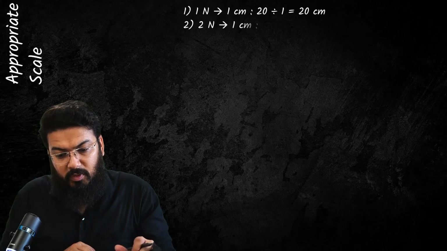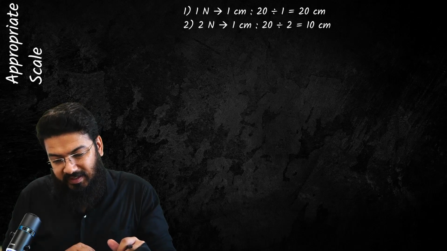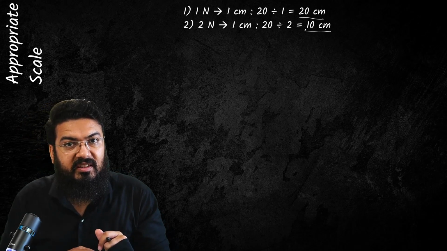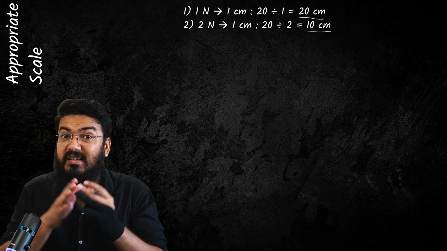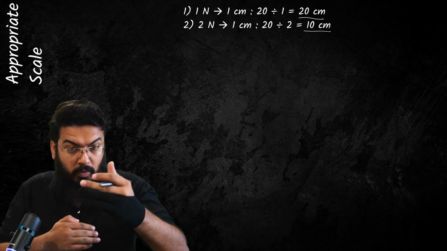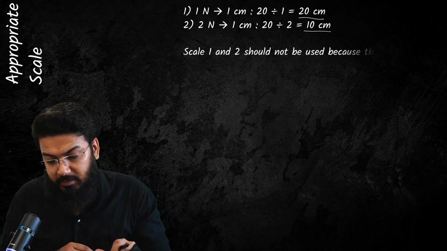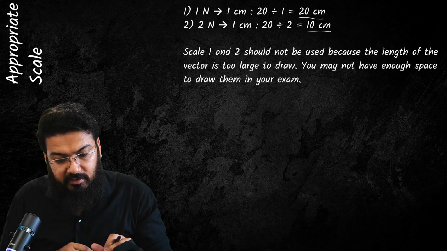So what are the appropriate scales? Let's talk about scale number 1 and scale number 2. Scale number 1 is going to give me an arrow length of 20 centimeters and scale number 2 is going to give me an arrow length of 10 centimeters. Now these are too long, all right? You probably won't even get the space of drawing 20 centimeters on your question paper. So again, these two scales should not be used.